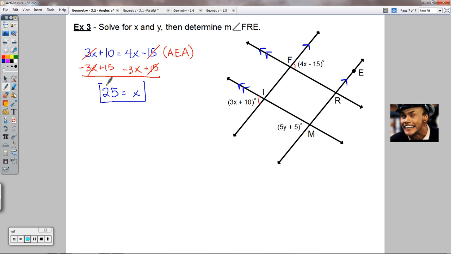So 25 equals x. That's one of the things I needed to know. Solve for x. So now that I know x, now I could use that thought I had before: 3x plus 10 equals 5y plus 5. I can use that equation. So I'm going to write that down. 3x plus 10 equals 5y plus 5.